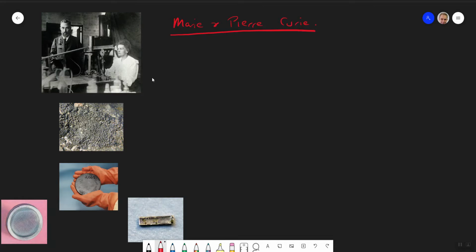So what Pierre did in around the 1880s, Pierre invented a device called the electrometer. And what that's able to do is it's a really sensitive way of measuring charge.